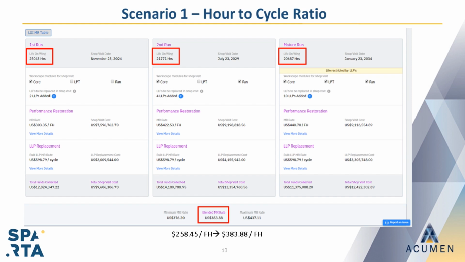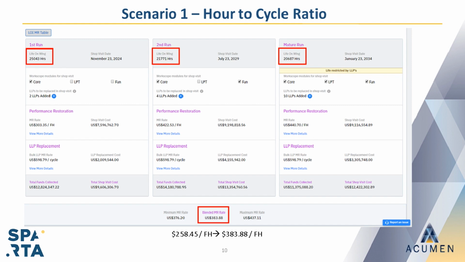There's a small reduction in the estimated shop visit cost due to the lower number of hours operated, but the overall impact is to increase the recommended blended maintenance reserve rate from $258.45 to $383.88 per flying hour.